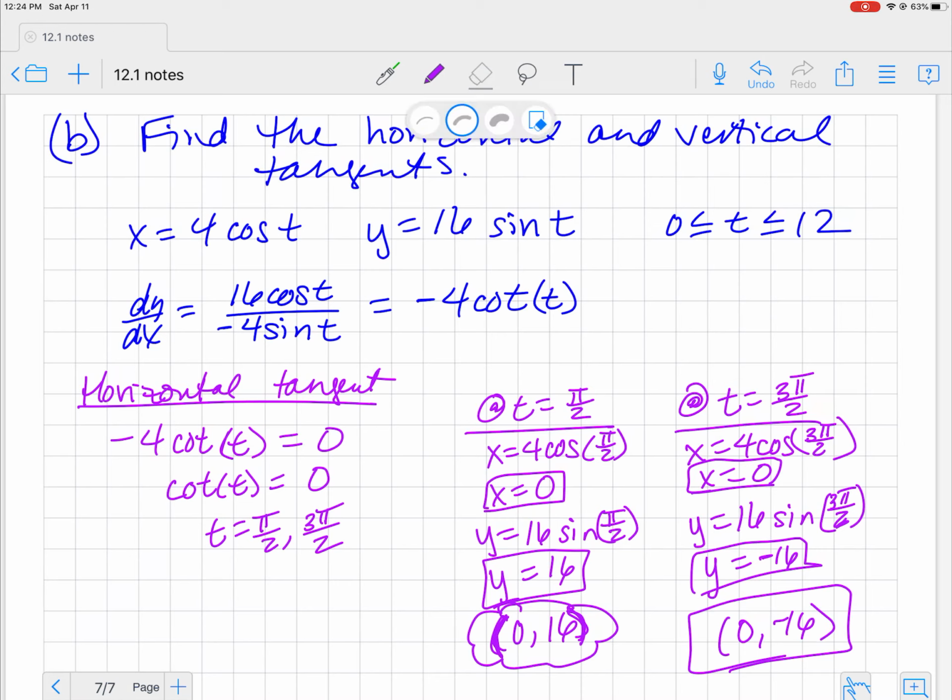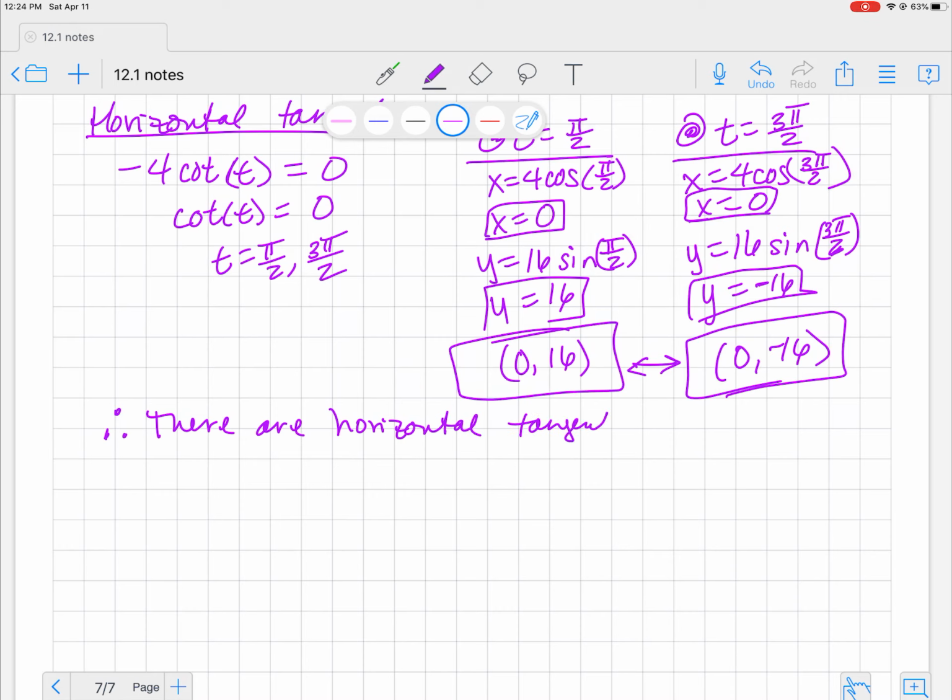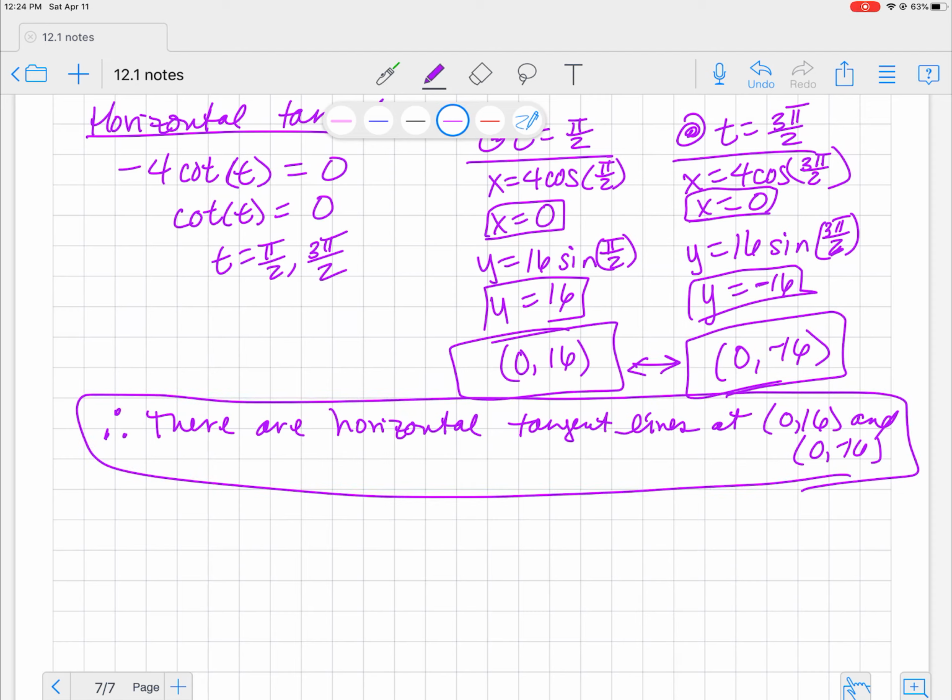I'm going to get rid of this because that's throwing me off. I should just put a box around it. So I have these two coordinate points. At those two coordinate points, there are horizontal tangent lines. Therefore, there are horizontal tangent lines at the point 0, 16 and 0, negative 16. Horizontal tangent: set that derivative equal to 0.